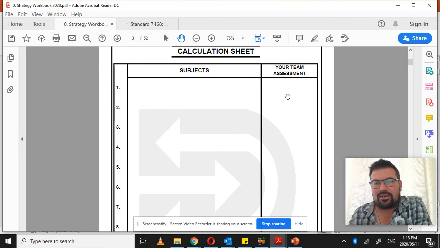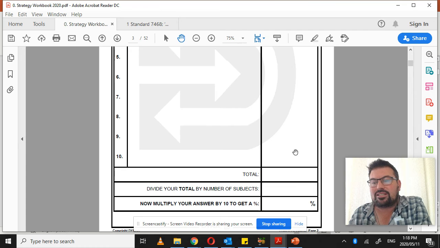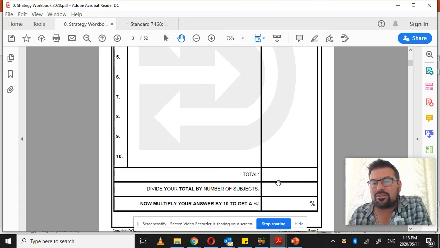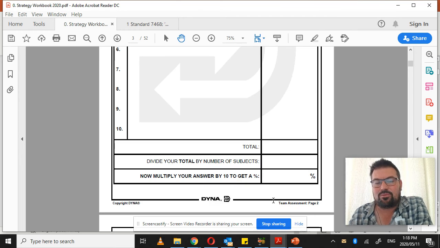Okay, so under your team assessment, you give yourself a mark out of 10. So look at all those subjects, give yourself a mark out of 10. Then you're going to create a total. So you add all of your self-assessment. So you take a look at all those concepts, all those subjects, give yourself a mark out of 10 in terms of your understanding. Give yourself a total. Divide that total by 9, because that's the amount of concepts we're going to be covering. And then you take that amount, times it by 10, and you're going to give yourself a percentage. That percentage is what is going to be your benchmark at this start of the phase.